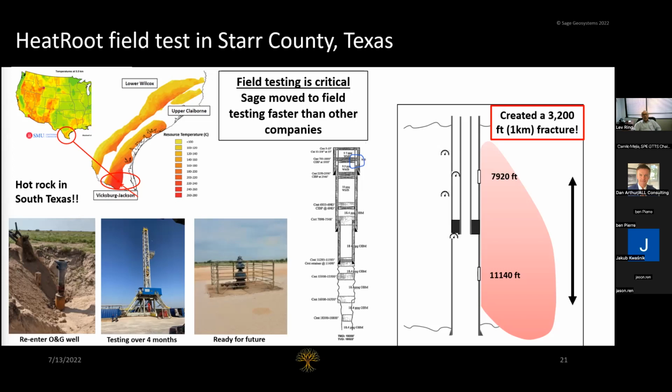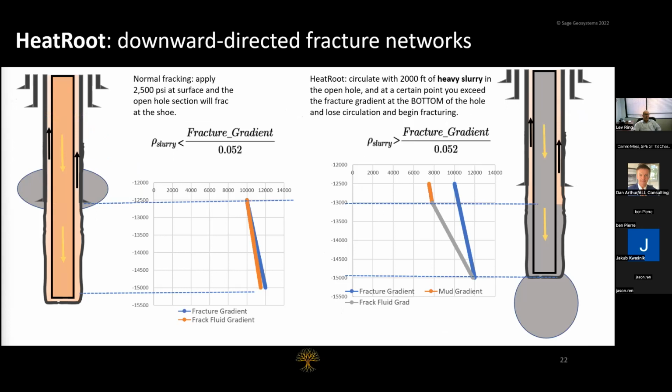And why do we know that we created it? Because we were running tubing, so we could create this fracture through the annulus and then get returns through the tubing. And we had instrumented real-time sensors downhole, so we knew that we were connecting and we were able to circulate through this fracture.